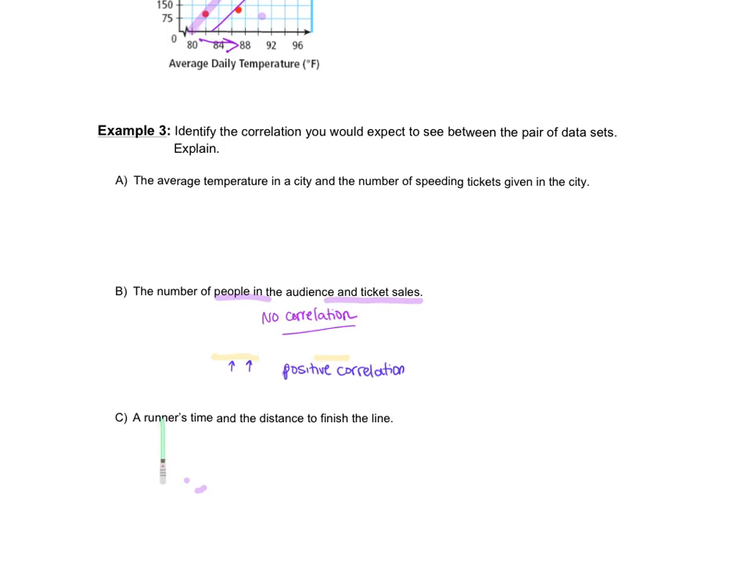The next one, a runner's time and the distance to the finish line. So what this is saying, when it says the runner's time, it means how long they've been running. So the longer they've been running, the less the distance to the finish line is. This would be called a negative correlation.